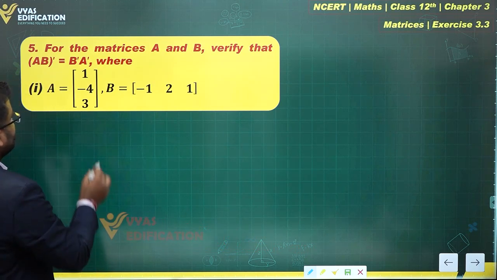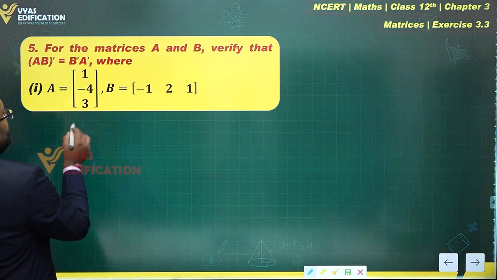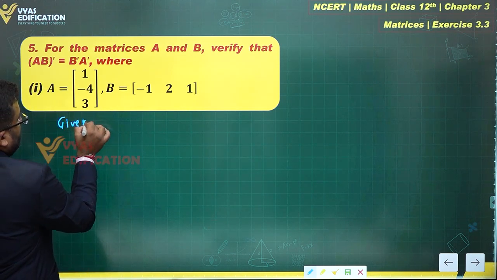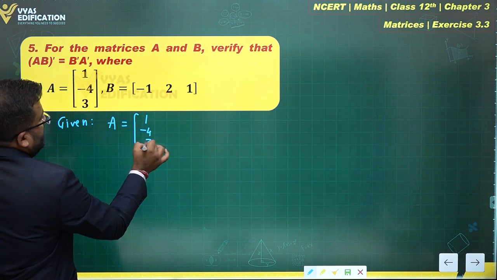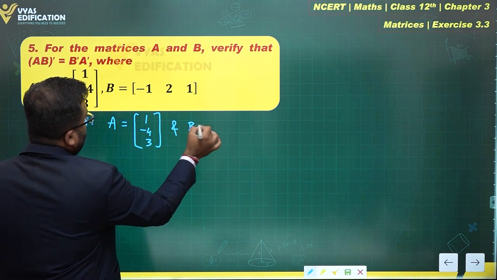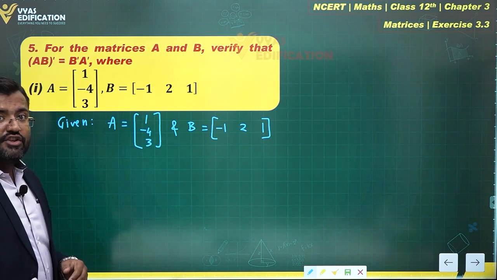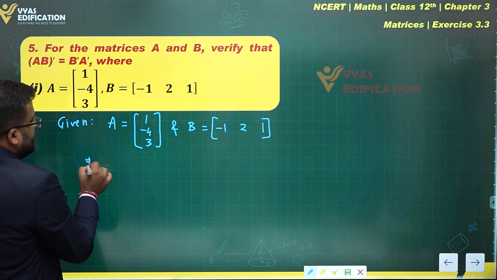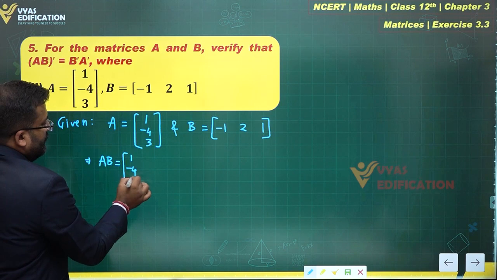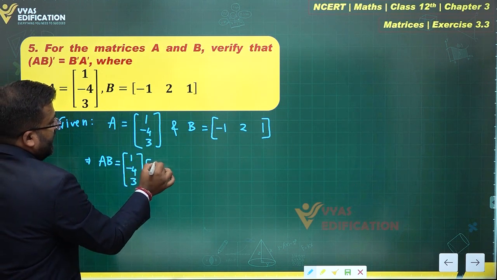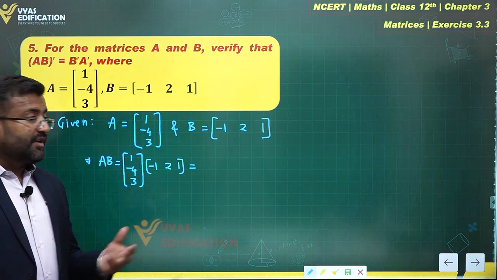So given matrices A and B, can I easily find the product first? Given A equals this matrix, 1, minus 4, 3, and B equals minus 1, 2, 1. Given these two matrices, the product AB will be equal to what? Product AB is [1, minus 4, 3] times [minus 1, 2, 1]. What will this product be equal to?